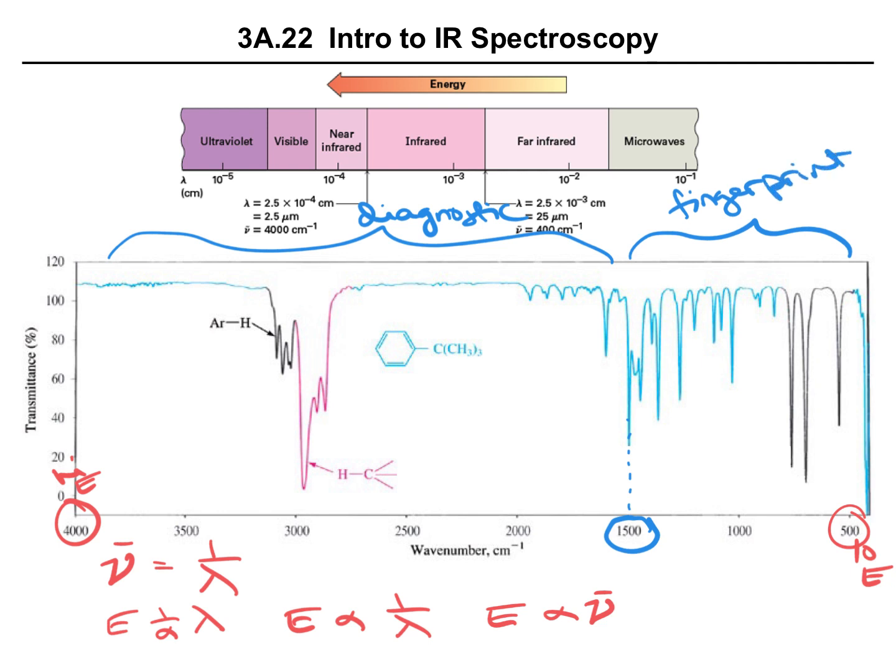There are some useful signals that we're going to see in here, but typically we consider the fingerprint region, as its name suggests, as a fingerprint of a particular molecule. So this can be used in comparison with a spectra of a known compound, just like your fingerprints at a crime scene. So we will focus on the diagnostic region and also take a little bit of a peek at the fingerprint region.